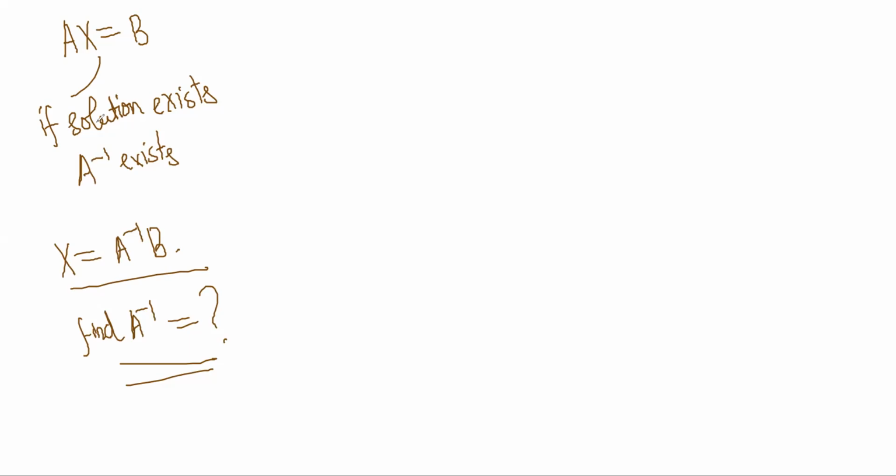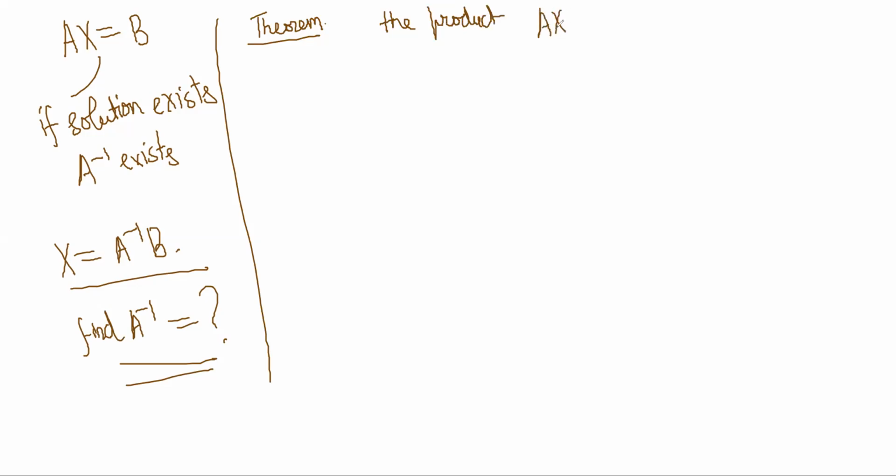So one identity, we'll come to this soon, so don't worry about it right now. One theorem is there which is important. The product AX, where A is a matrix and X is a column vector.